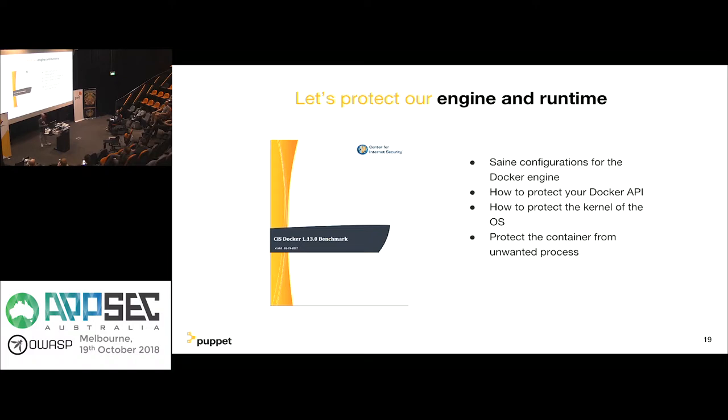If you're just talking about the engine itself and the runtime, this has got everything that you need in it: the same configurations, how to protect the Docker API, how to protect the kernel from the OS, and how to protect against unwanted processes in the container. So it's a two-way street with containers. You're only as secure as your kernel. You want to protect the kernel from the container and the container from the kernel. If you can do that, you'll be fairly successful.